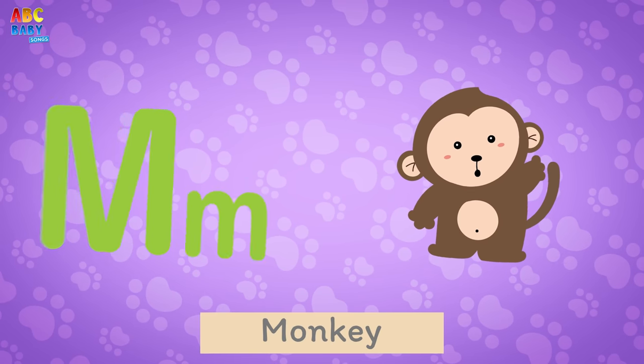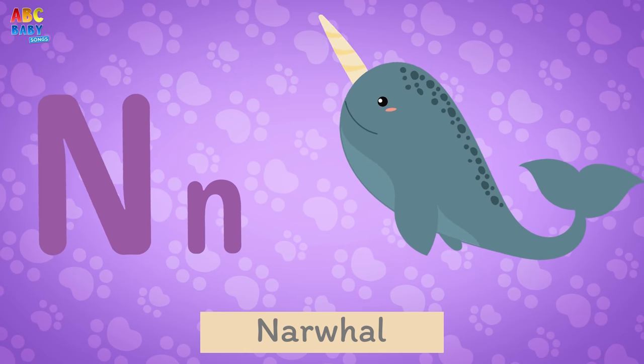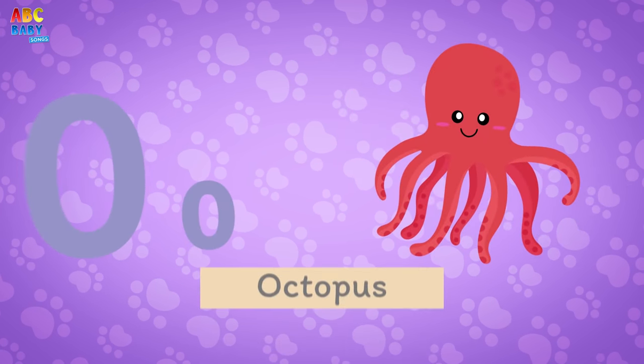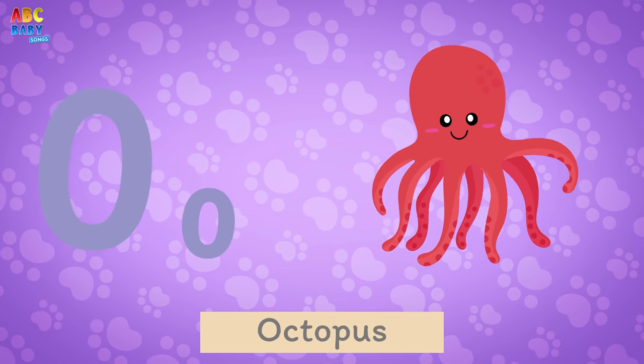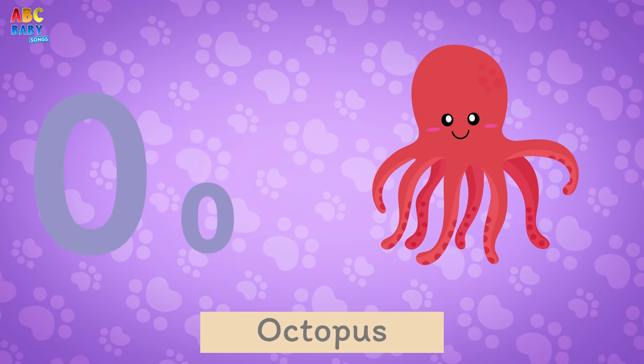N is for narwhal. N, n, narwhal. O is for octopus. O, o, octopus.